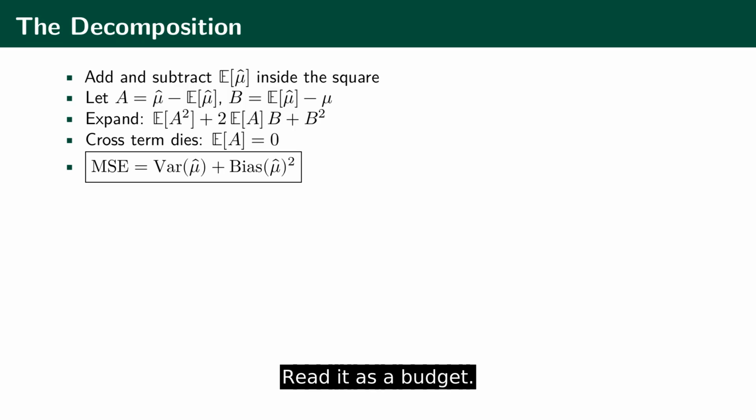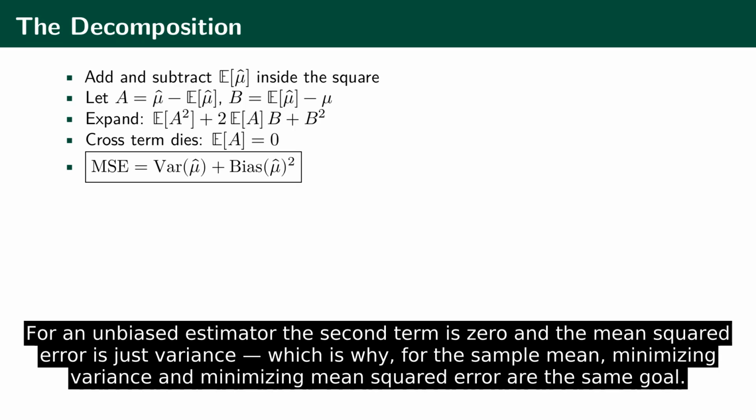Read it as a budget. For an unbiased estimator, the second term is 0, and the mean squared error is just variance, which is why, for the sample mean, minimizing variance and minimizing mean squared error are the same goal.